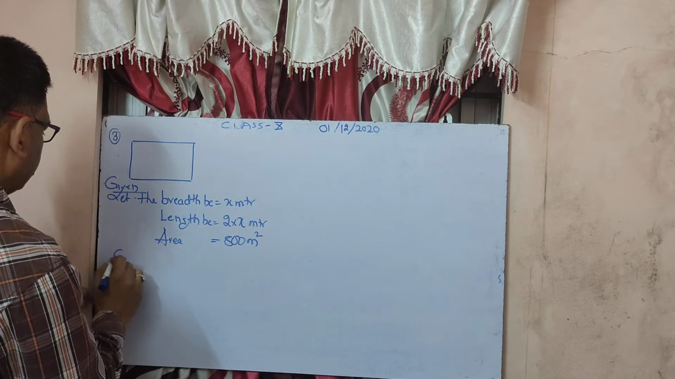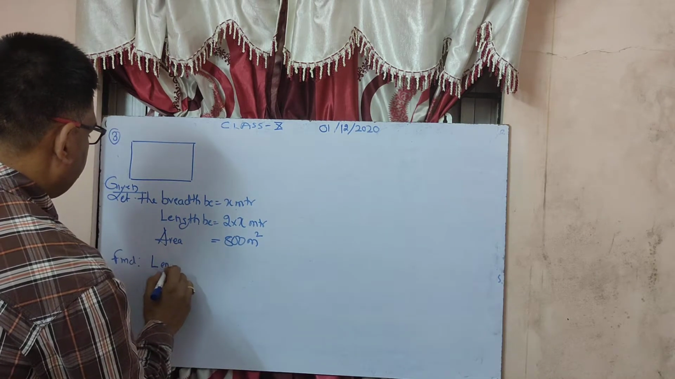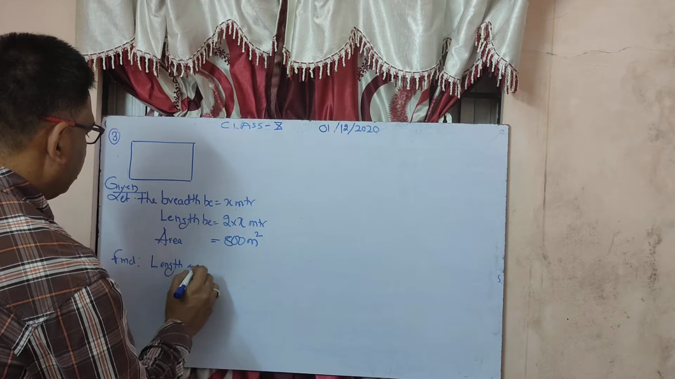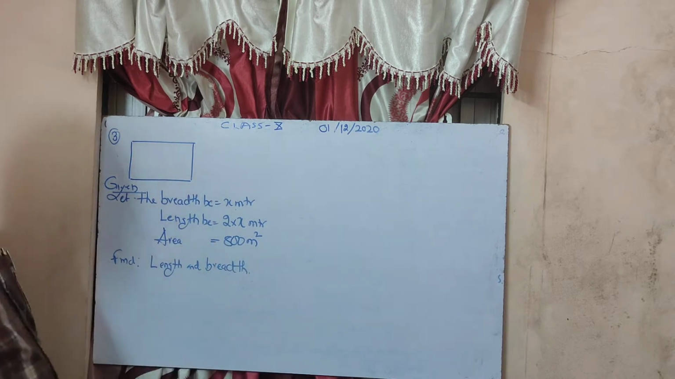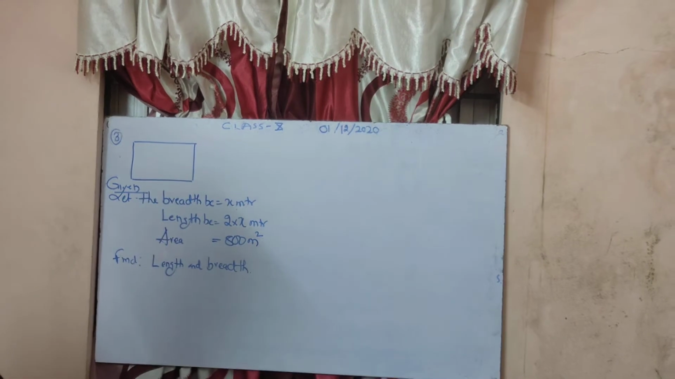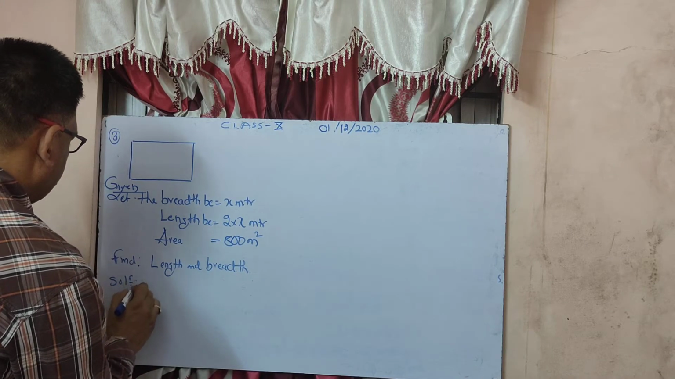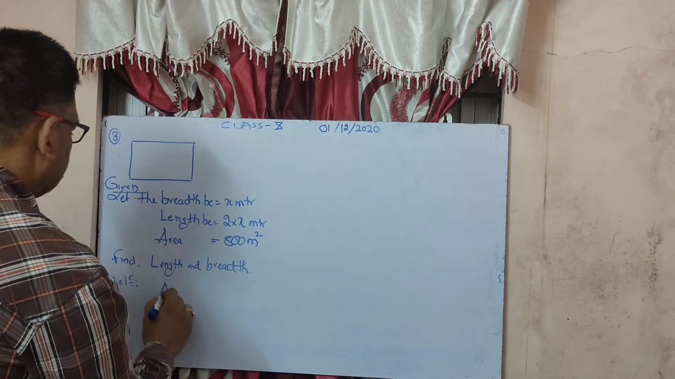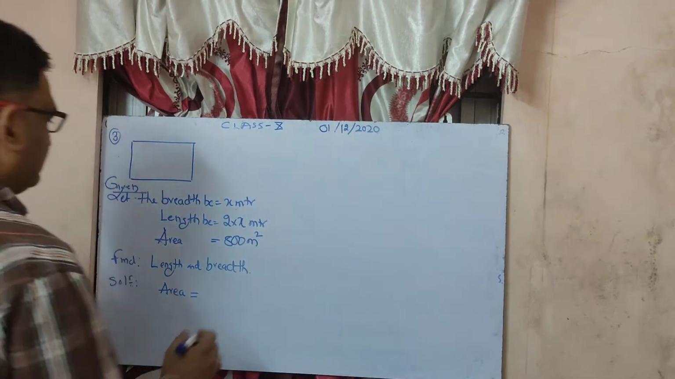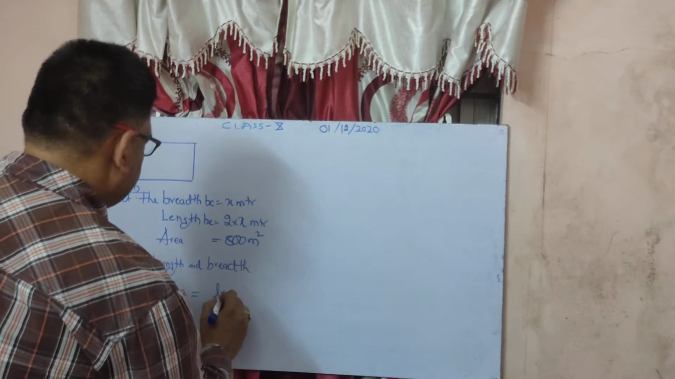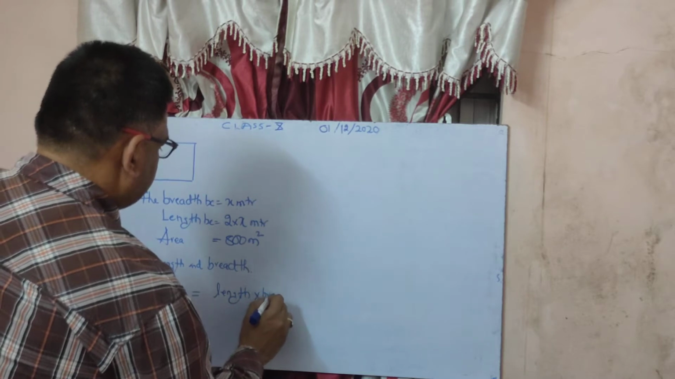What do you have to find? To find the length and breadth. So now, what is given here? Therefore, area of rectangle is equal to length into breadth.